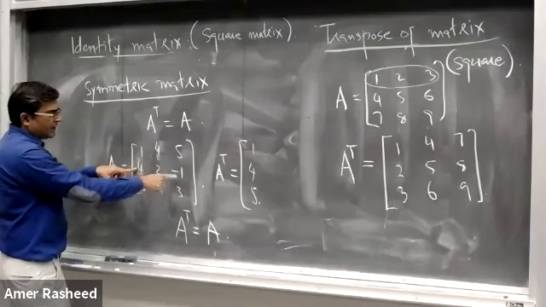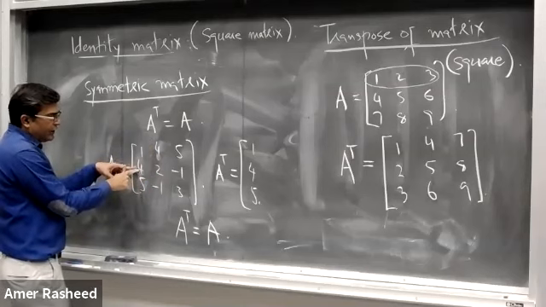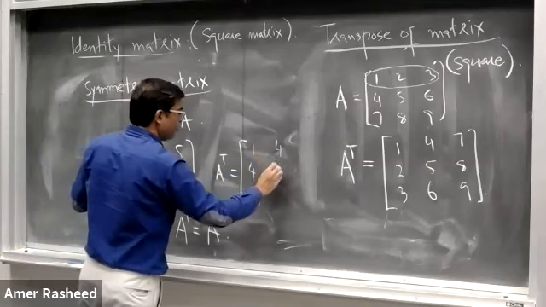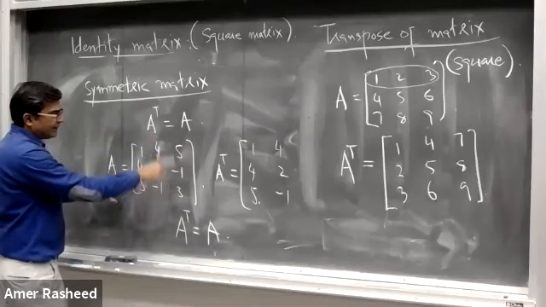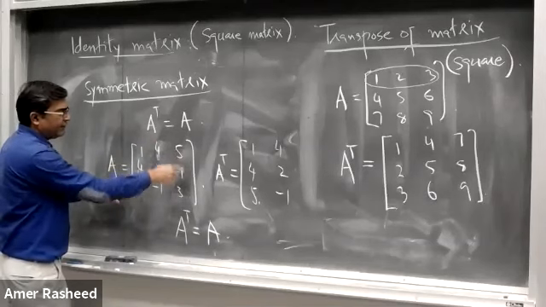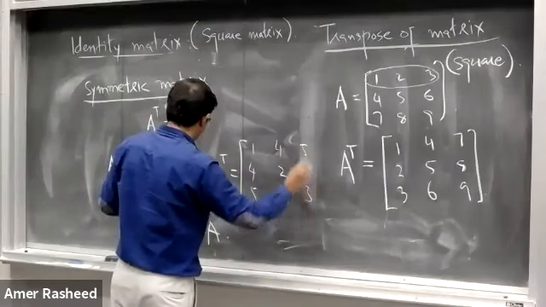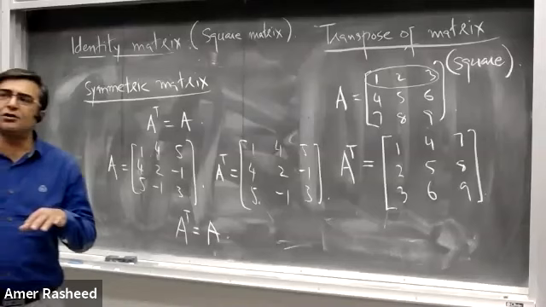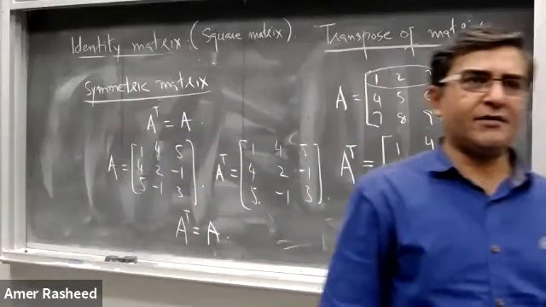Now the second row and second column, they are exactly the same. Whatever you do here, if you write the second row as the second column, you get the same thing: 4, 0, -1. Similarly, the third row and third column are identical: 5, -1, 3. So it doesn't change anything. This A transpose is exactly equal to A. So we call it a symmetric matrix.